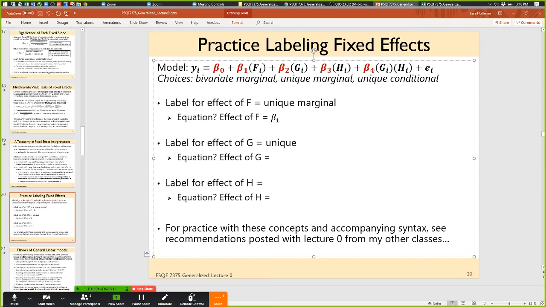Now G shows up here, and it shows up here. This is conditional. Unique conditional. That means if I wanted to describe how to get the effect of G for anybody, I can't just use beta 2, right?